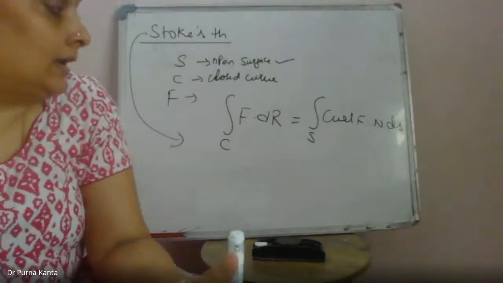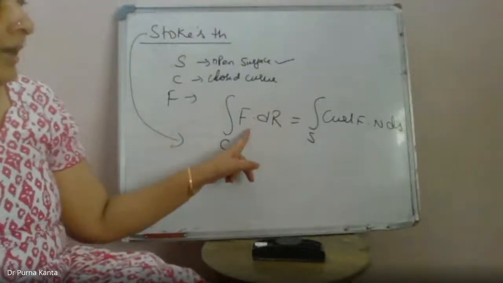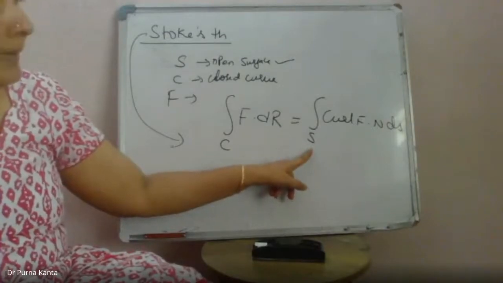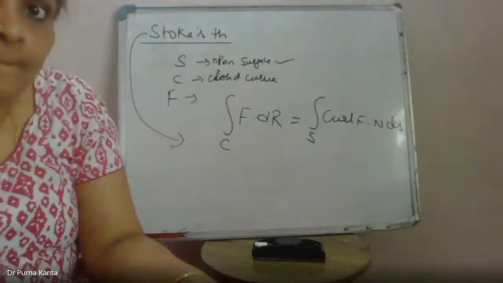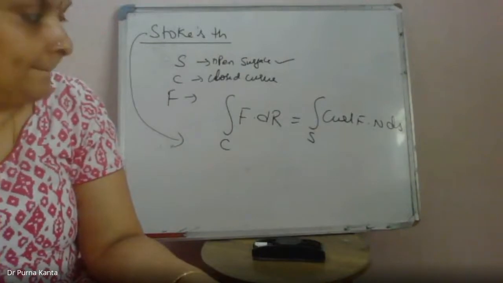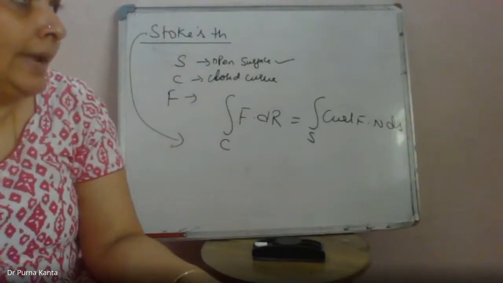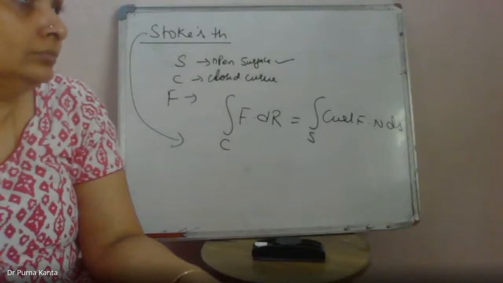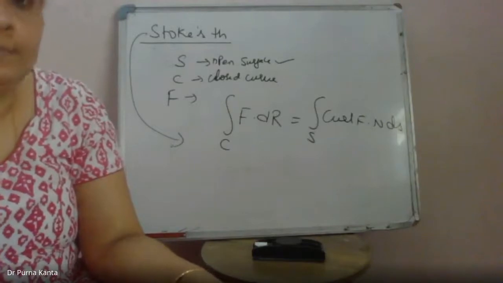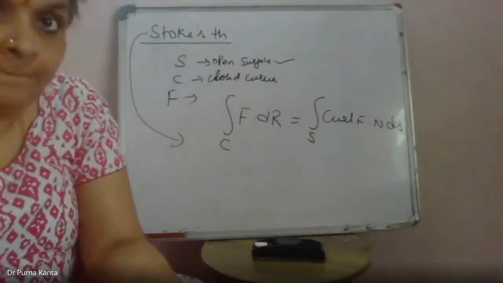the integral over C of f dot dr is equal to the integral over S of curl f dot n ds, where n is the unit normal drawn outward to the surface.